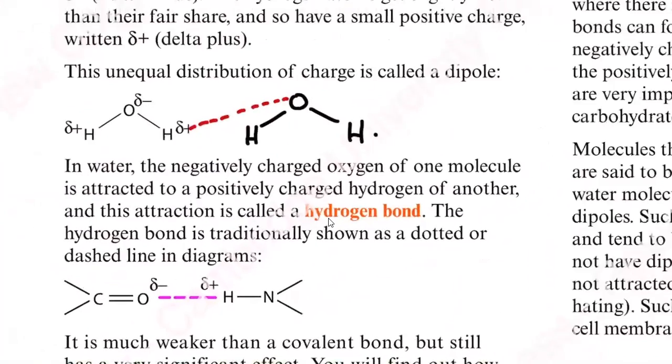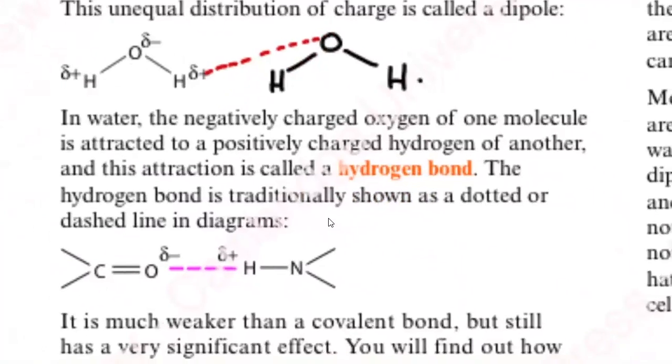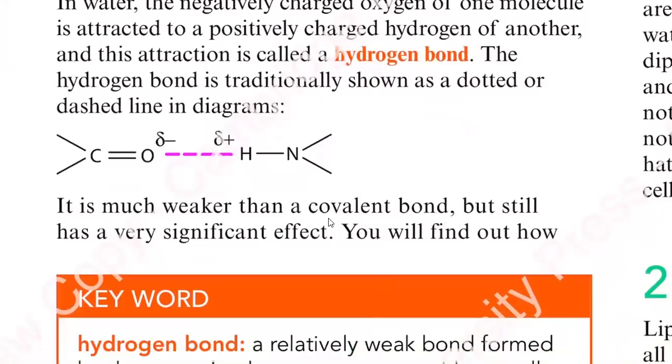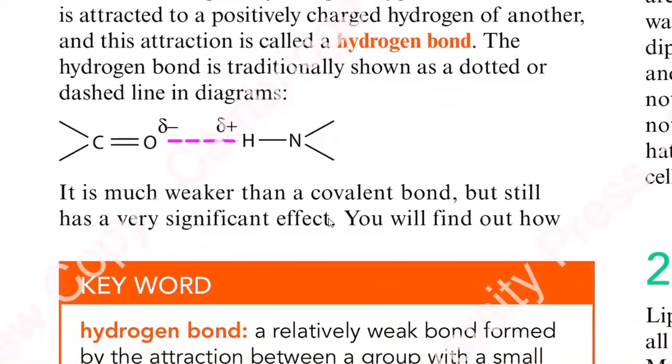See, what's written over here is your textbook. Your textbook says in water, the negatively charged oxygen of one molecule is attracted to a positively charged hydrogen of another, and this attraction is called a hydrogen bond. The hydrogen bond is traditionally shown as a dotted or dashed line in a diagram. Okay, so if you see a dashed line anywhere, that shows it's a hydrogen bond. What is its significance? Individually it is a weak bond, but if you have lots of hydrogen bonds collectively, it makes that molecule very strong. Okay.